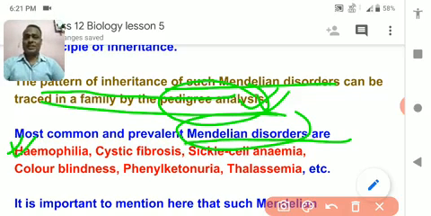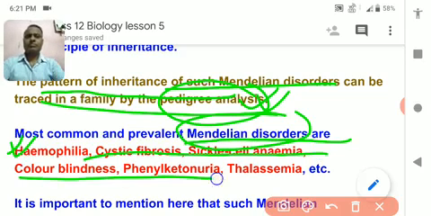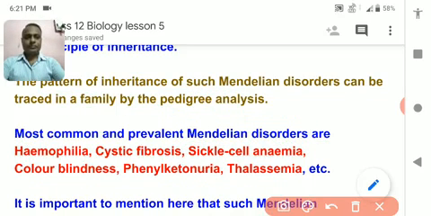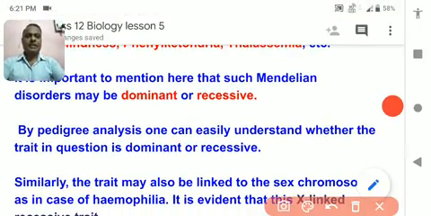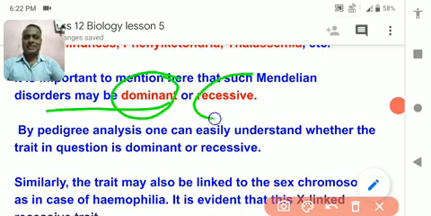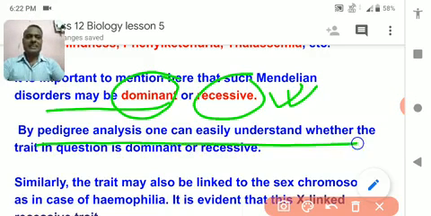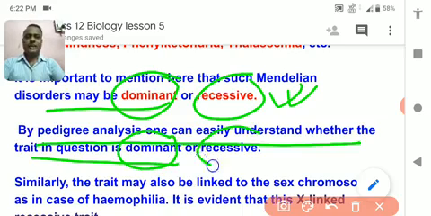You must learn all these things: hemophilia, cystic fibrosis, sickle cell anemia, color blindness, phenylketonuria, and thalassemia. And there are so many other diseases also which I have not mentioned or your book has not mentioned. It is important to mention that a Mendelian disorder may be dominant or recessive, as I already told you. By pedigree analysis we can understand whether it is dominant or recessive.